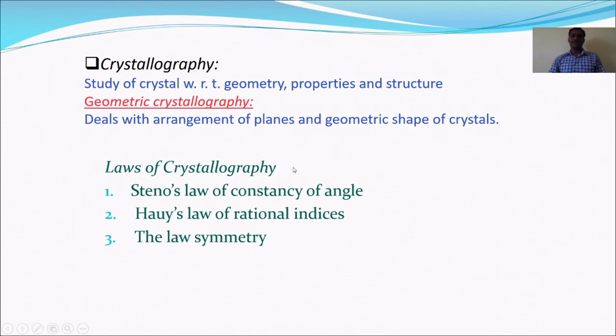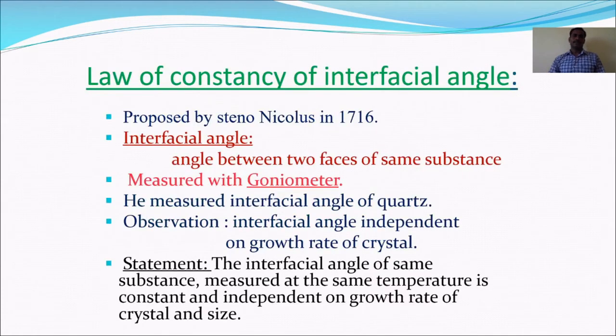Crystallography is based upon three fundamental laws: Steno's law of constancy of interfacial angle, Haüy's law of rational indices, and the law of symmetry. So we'll discuss them one by one. The law of constancy of interfacial angle was proposed by Nicolas Steno in 1669. Interfacial angle is the angle between two faces of the same substance, measured with the help of a goniometer.